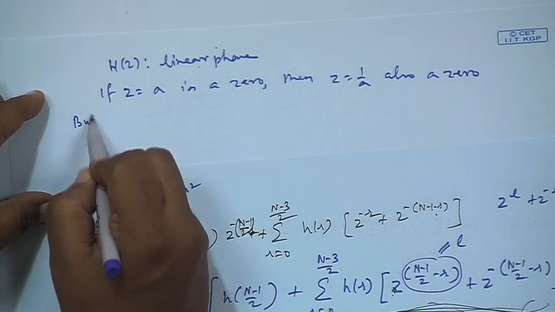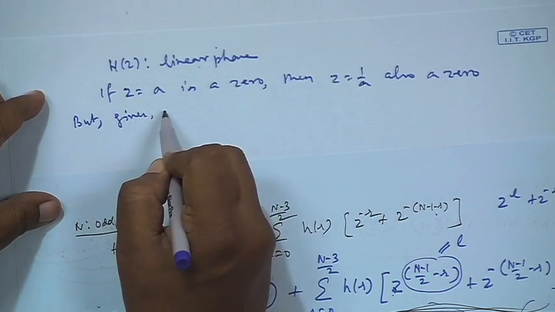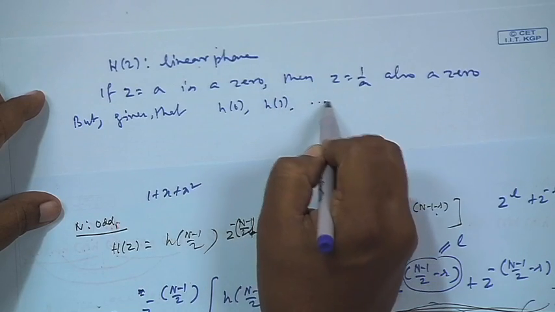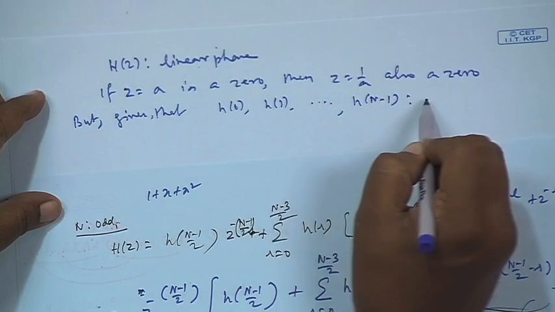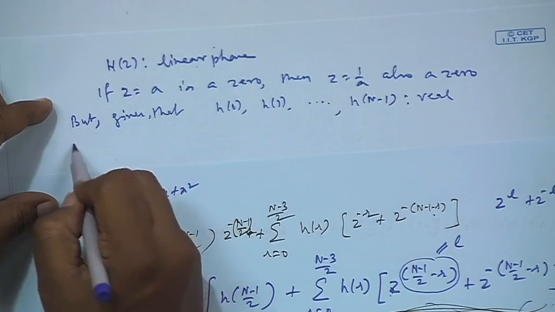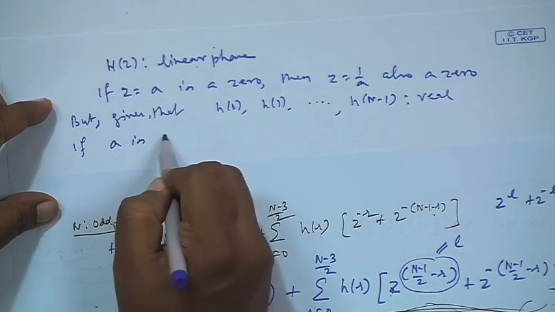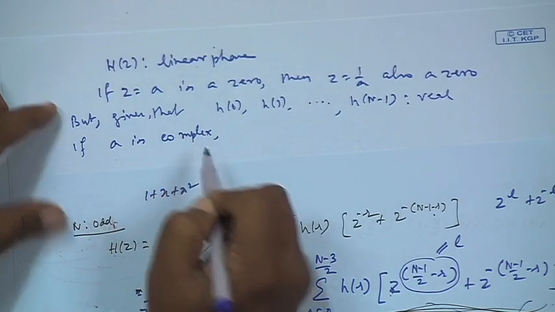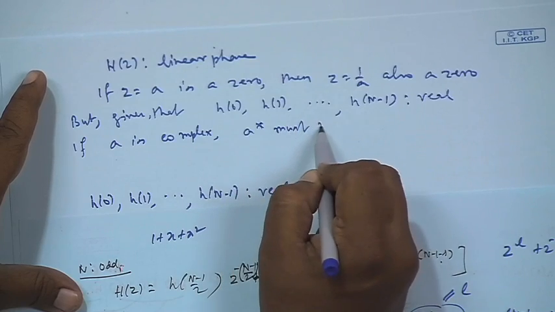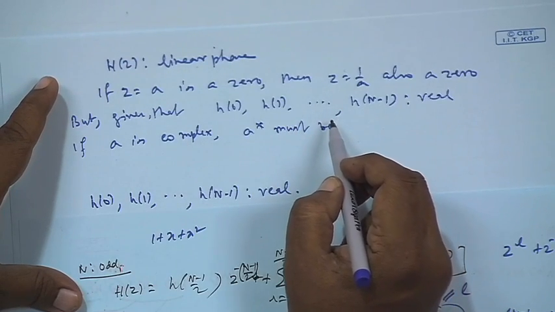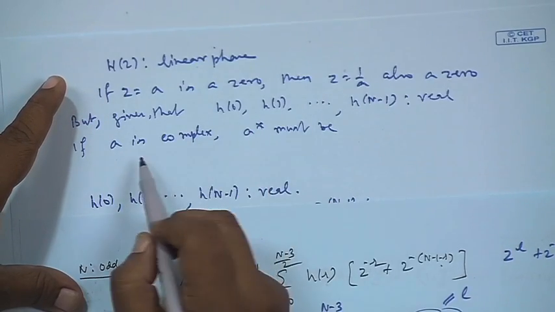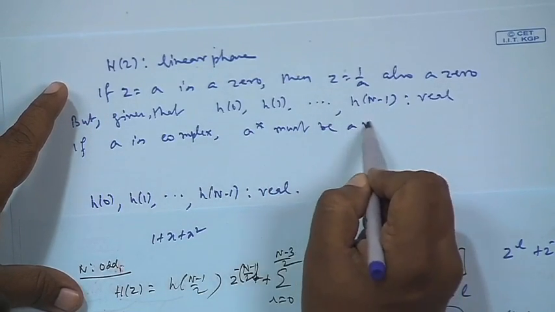But given that H0, H1 up to Hn minus 1 are all real, okay, in that case, if A is complex, we have seen A star also must be a root. If A is a 0, earlier I have seen 1 by A is a 0, but again under this condition that the coefficients are real, then if A is complex, then A star must be a root also, must be a 0 also.